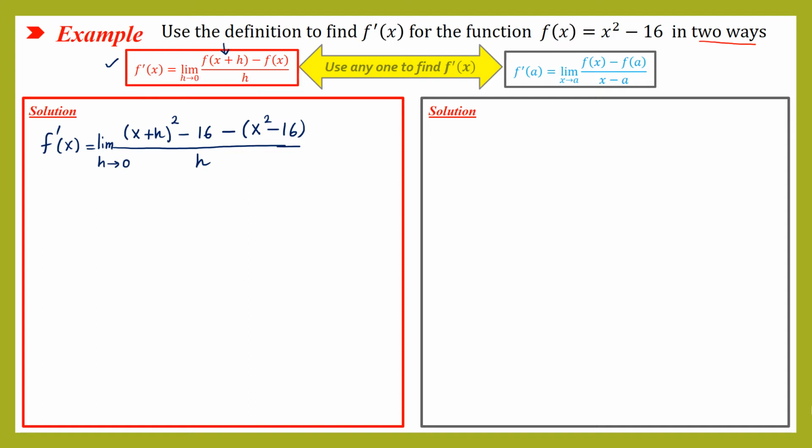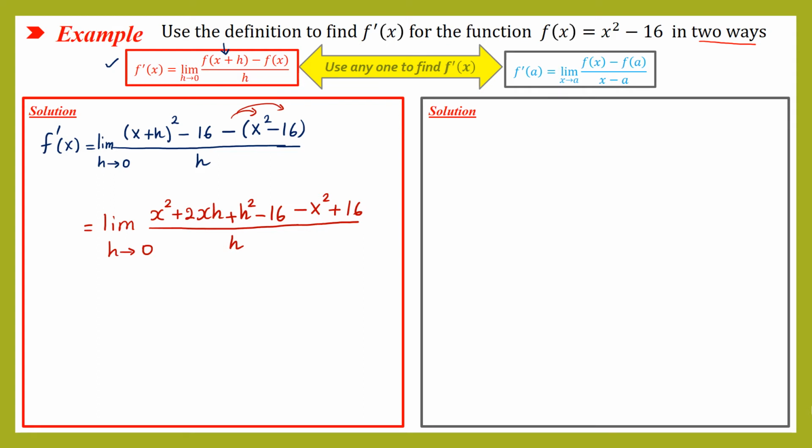Next you have to expand power 2. So we have x squared plus 2xh plus h squared minus 16. Then you have to enter the negative sign here and you will get minus x squared plus 16 divided by h when h goes to 0.